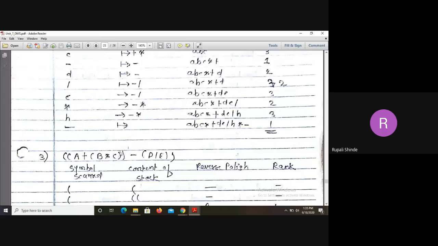Whatever rules I have shown with respect to opening and closing brackets, you have to apply those rules here. If you have any doubt, you can ask me. Make 4 columns as symbol, stack content, reverse polish or postfix, and rank.